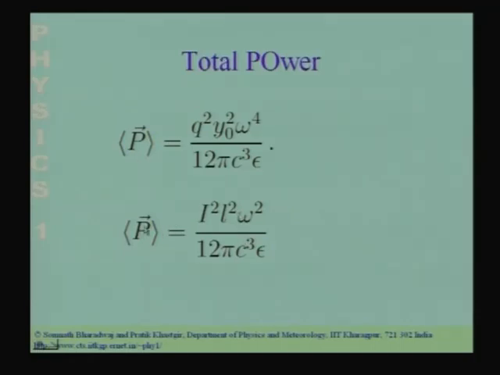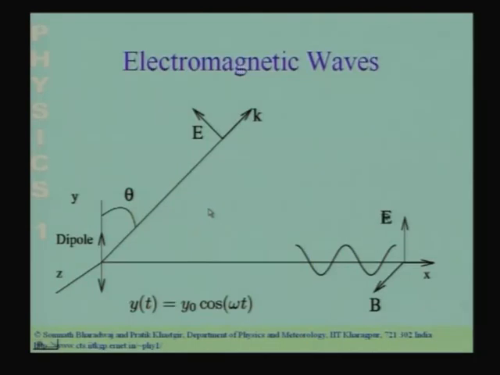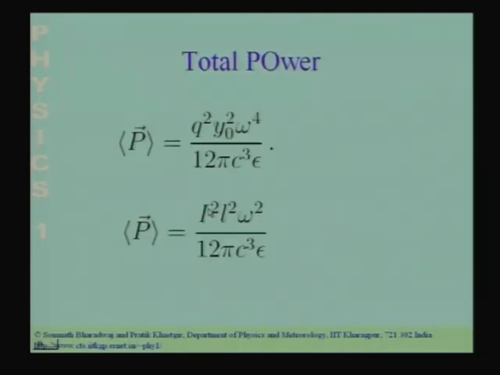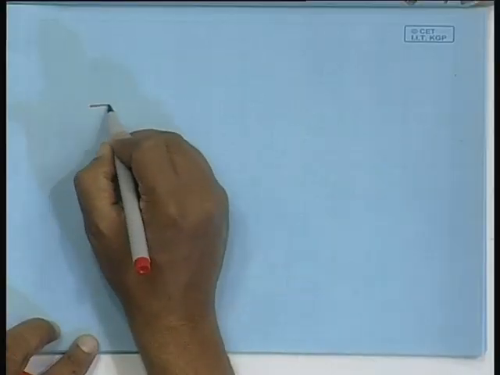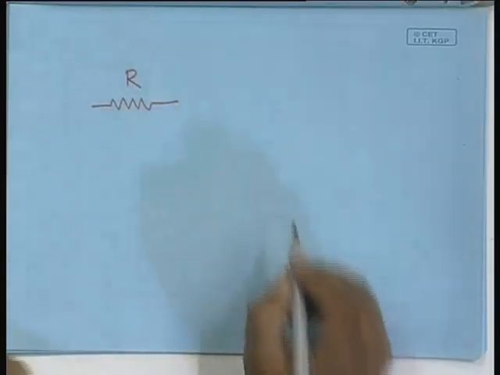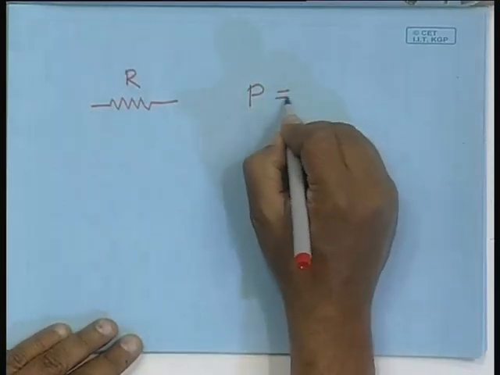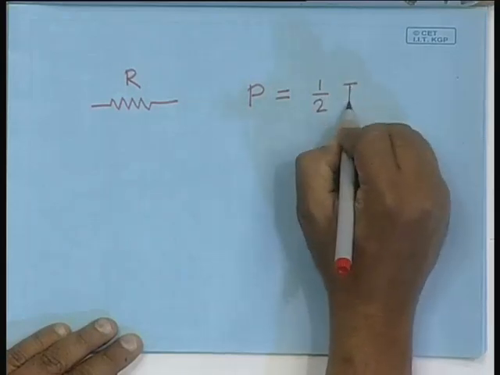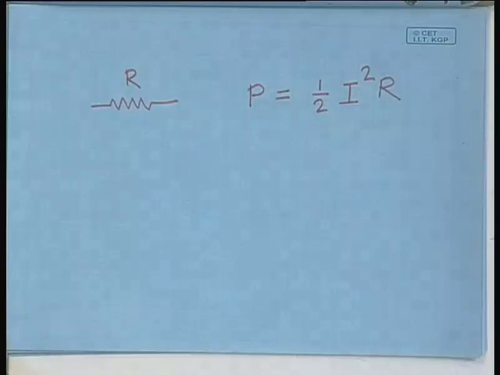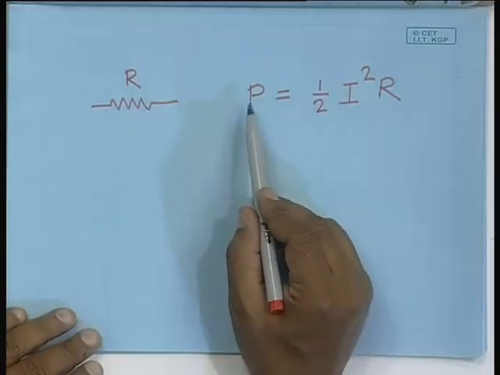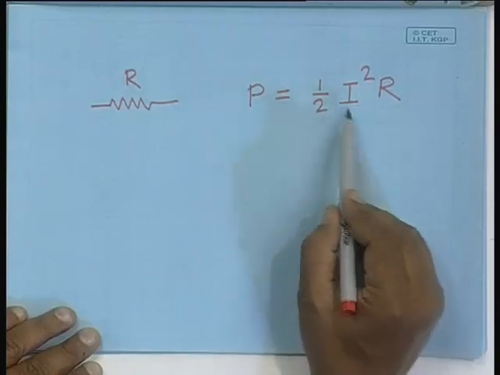There is also another convenient expression for the power. Note that the power that is emitted by this oscillating dipole is proportional to the current squared. If I have a current flowing in a resistance R, the power lost in the resistance is half I square R. In the resistance, the power is dissipated as heat, and the amount of power dissipated as heat is half into the magnitude of the current squared into the resistance.